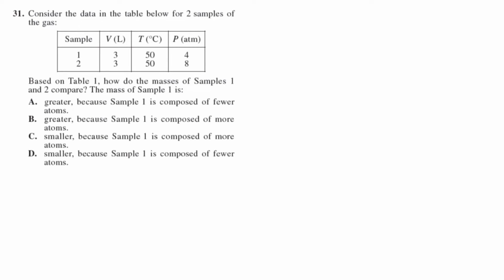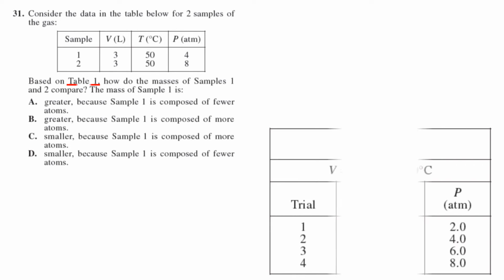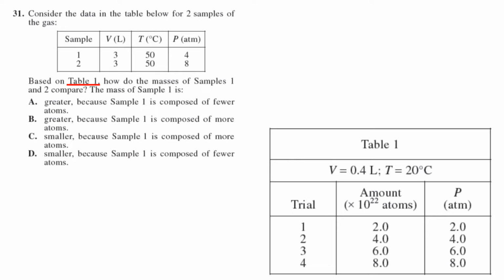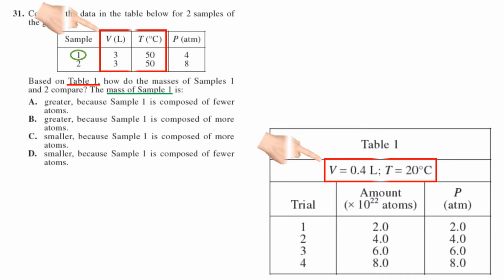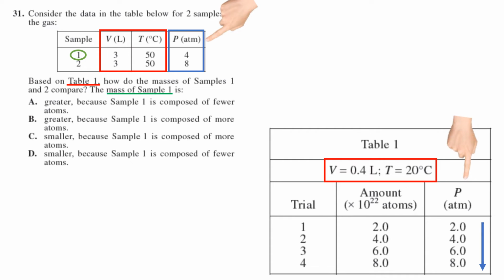In number 31, we're given 2 new samples, and we're comparing samples 1 and 2. And then using table 1 to help us interpret how the mass of sample 1 is different. So we see in samples 1 and 2 that the volume and temperature remain constant. They also remain constant in the table. The pressure, however, changes from sample 1 and 2, and the pressure changes in the table. As the pressure increases, the amount of atoms also increase.